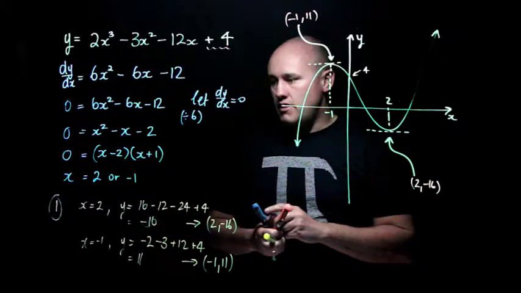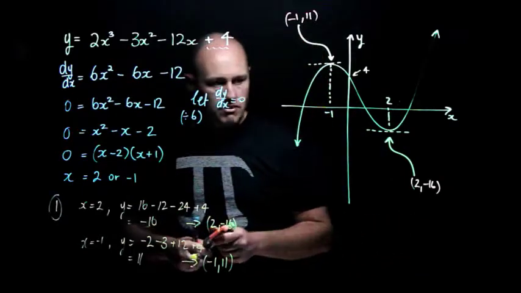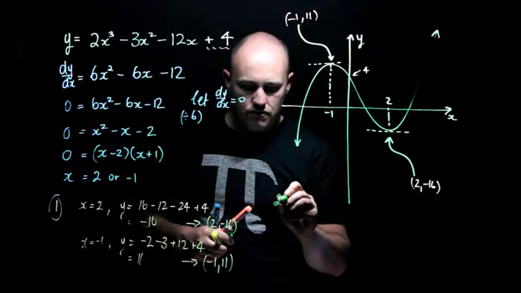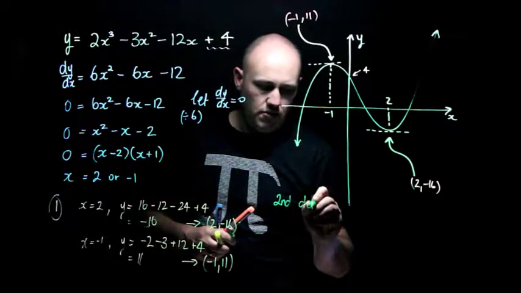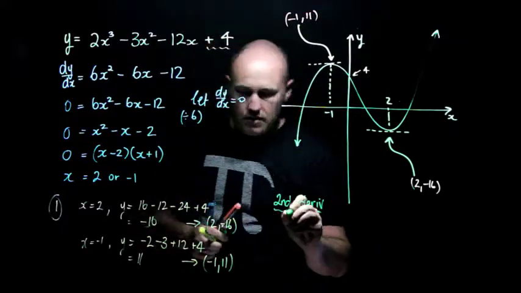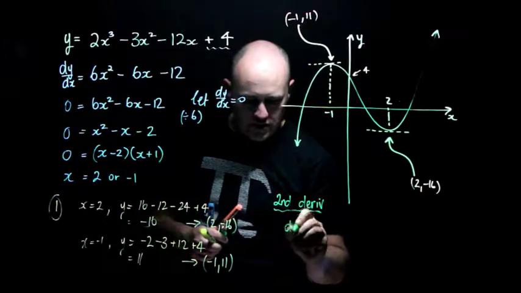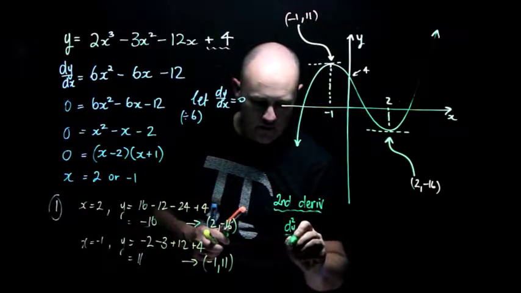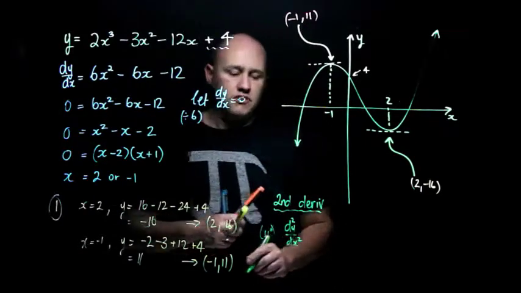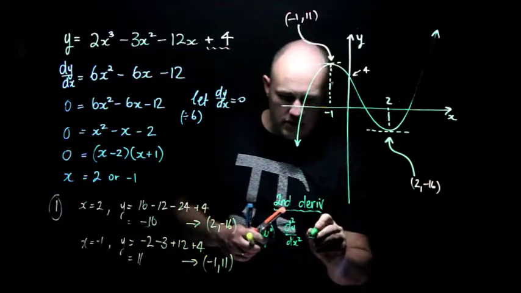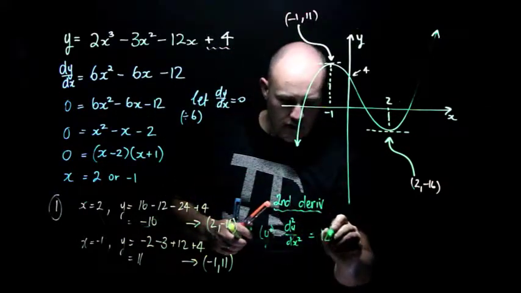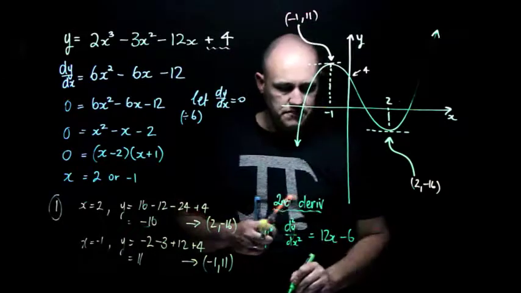So let's do this one, and I'll move back to my green pen here, and we're going to do the second derivative test. So I'll just write down a title. First I need to get the second derivative, which has this notation: d squared y dx squared, or y double dash if you're using that notation. In this case, if I derive the function again, I get 12x minus 6.